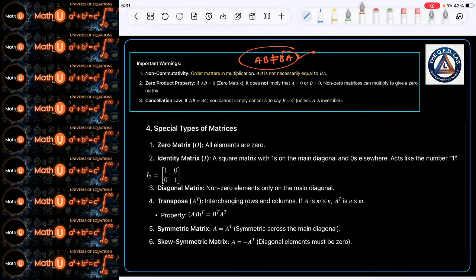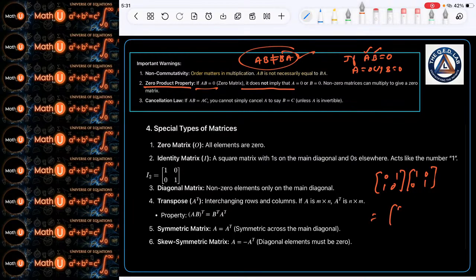Okay, and zero product property. If AB is equal to 0, it does not imply that A is equal to 0 or B is equal to 0. It may be any non-zero matrices also. For example, I can give the example 0 1 1 0 and 1 0 0 1. Multiply this, what is the answer we get? 0 0 0 0. See, this is A, this is B, they both are non-zero matrices.